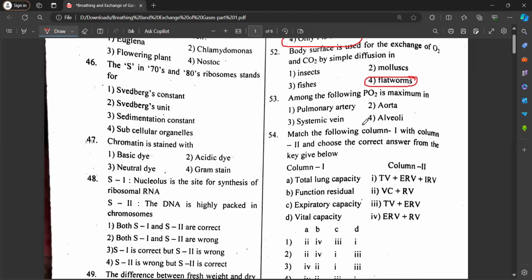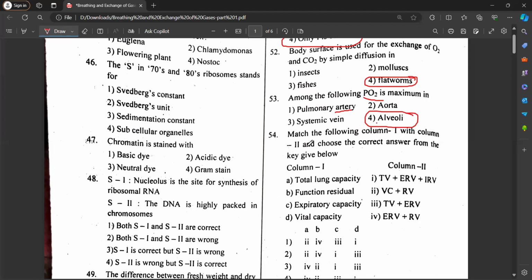Next, among the following, partial pressure of oxygen is maximum in. Partial pressure of oxygen in the pulmonary artery is how much? Pulmonary artery 40 mm of Hg. Aorta 95 mm of Hg. Systemic vein 40 mm of Hg. Alveoli 104 mm of Hg. Therefore, partial pressure of oxygen is maximum in the alveoli.